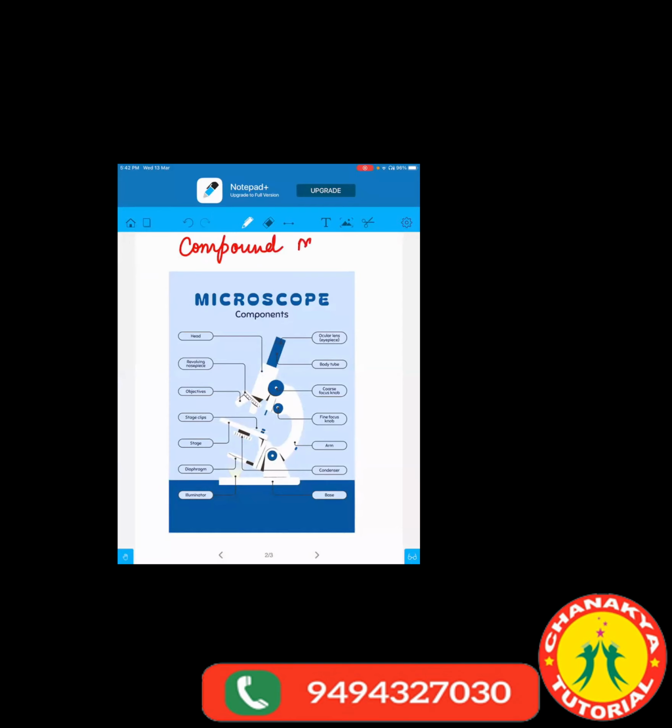This compound microscope is basically used to see the tiny microorganisms, or to see the different types of microorganisms. We will be using this microscope. This microscope is very, very important to study the microorganisms.